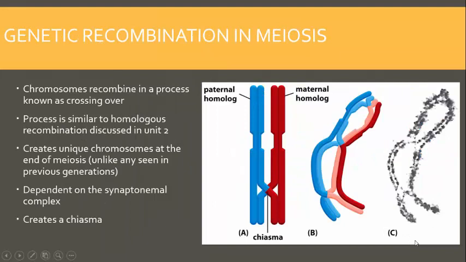We have talked about recombination before in Unit 2 when we looked at DNA repair. In this instance, we are evaluating the use of this as a means of generating genetic diversity. This process is known as crossing over.